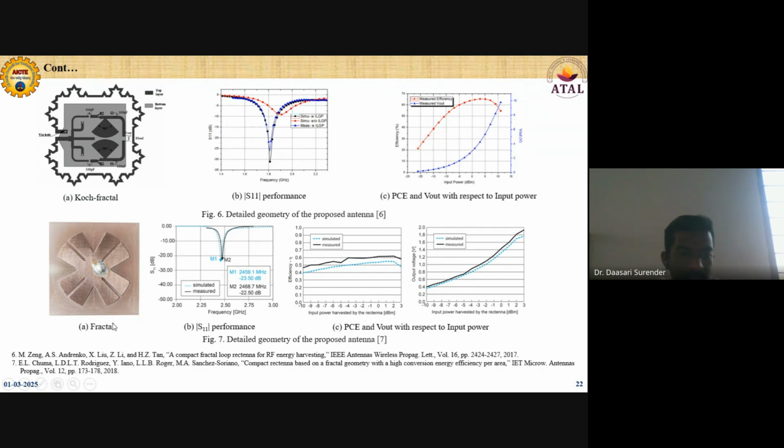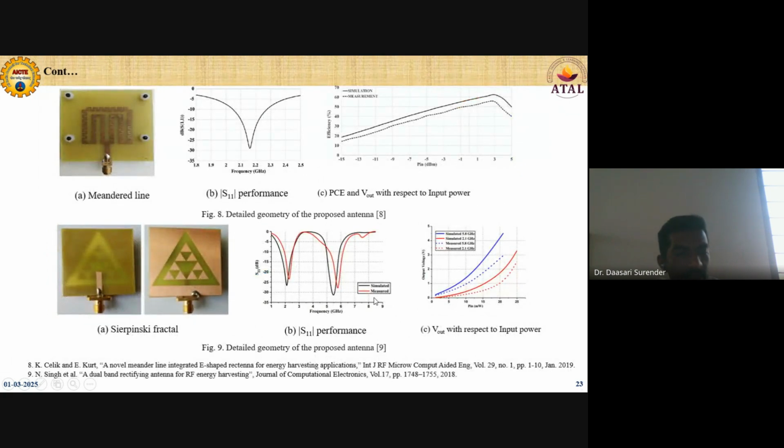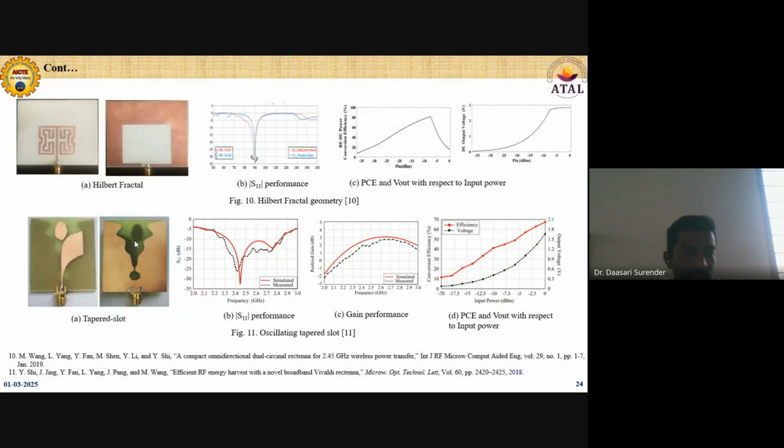In another fractal geometry design, the maximum output voltage observed is around 2 volts at 3 dBm input power level. And here the meander line approach and Sierpinski fractal geometry are also presented. These are the different approaches used for achieving compactness. And also Hilbert fractal geometry and tapered slot geometry.